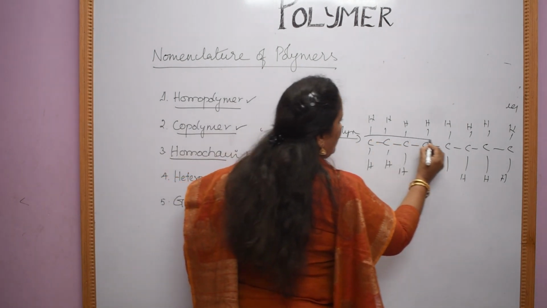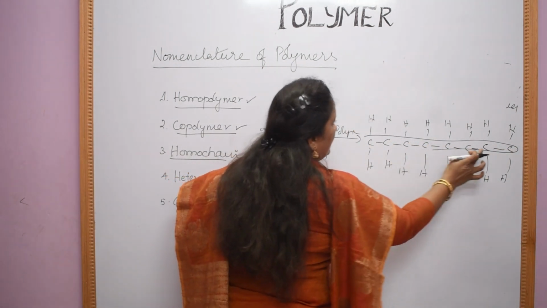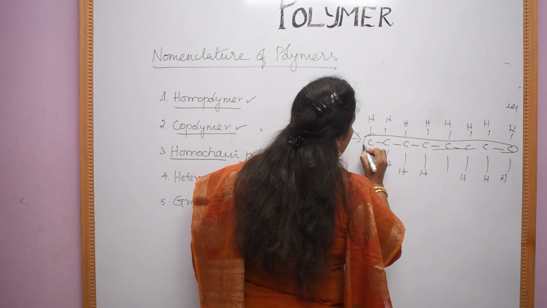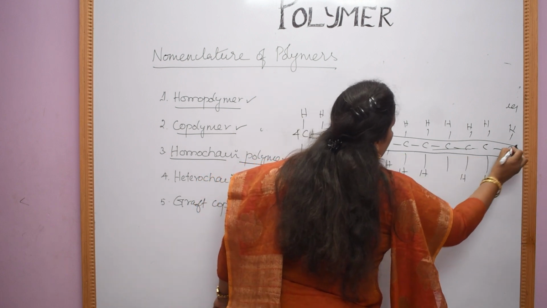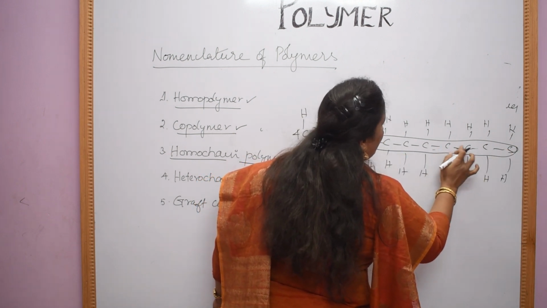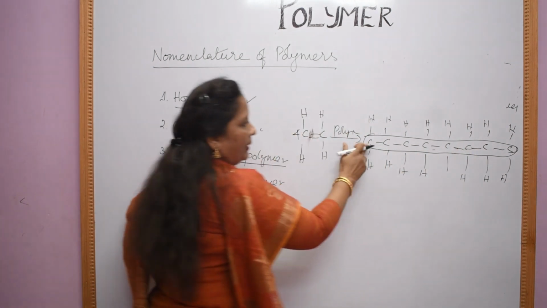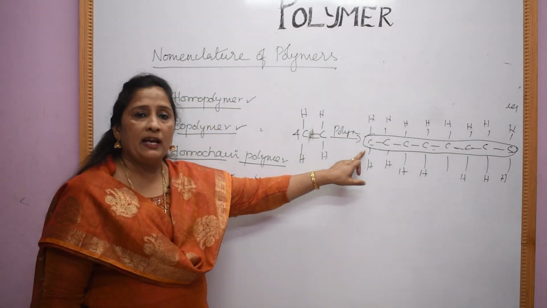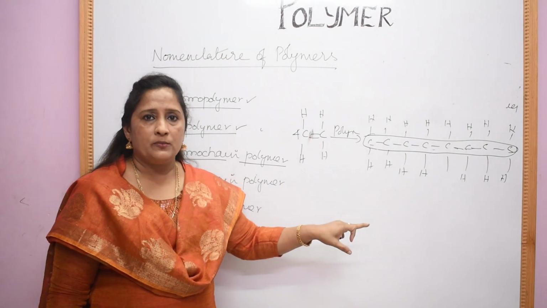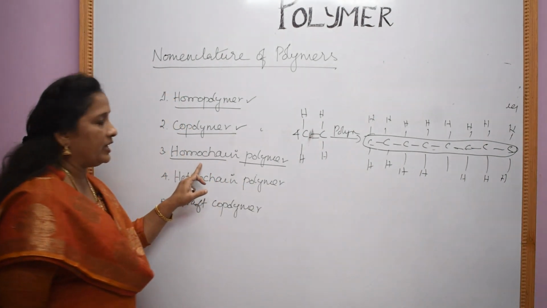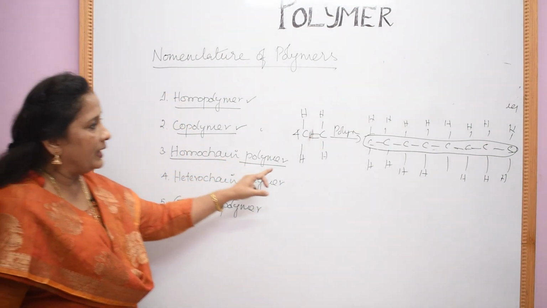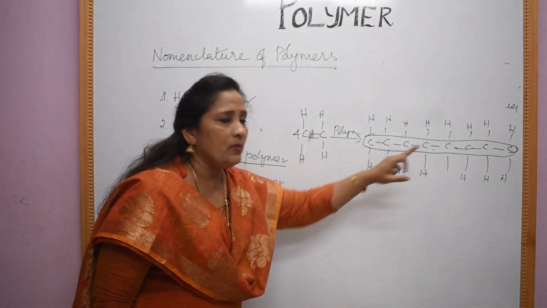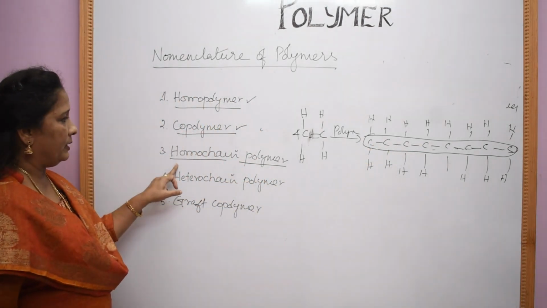So this is the backbone of the polymer, right? Or the main chain of the polymer. This is the main chain of the polymer, right? So if the main chain of the polymer is made up of the same type of atoms, we call it a homochain polymer. Clear? If the main chain is made up of the same type of atom, we call it a homochain polymer.